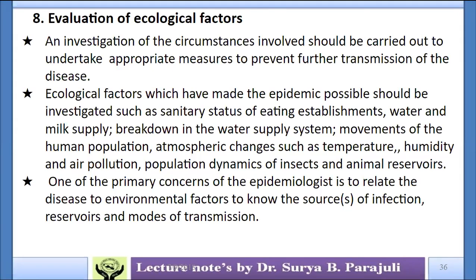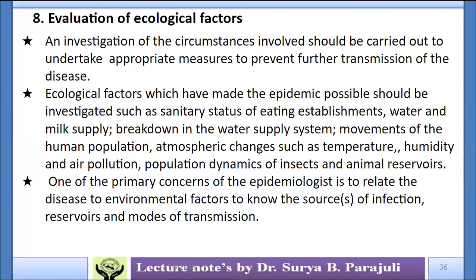So one of the primary concerns of epidemiologists is to relate the disease to environmental factors, to know the source of infection, reservoir, and modes of transmission. Because we have a team from multiple specialities, just knowing the microorganism through lab data is not complete. So you try to identify the possible environmental factors, because without correction of environmental factors, we can't control an outbreak. There may be a recurrence.